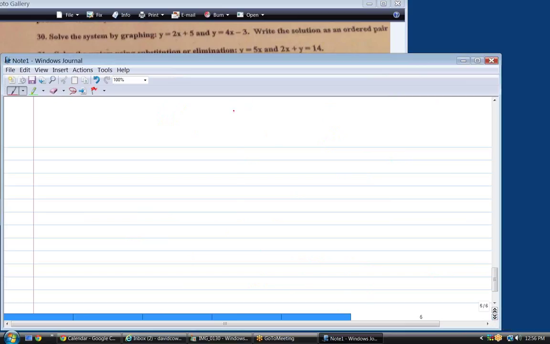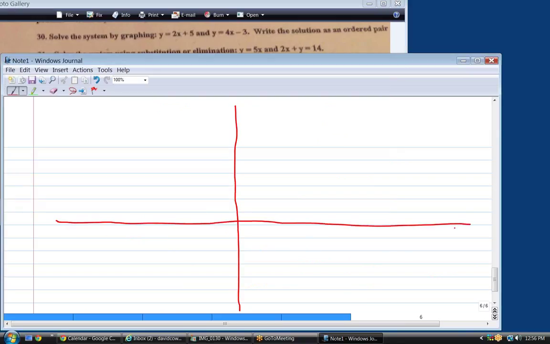Okay, they want us to solve this by graphing. We can approximate it online here. So our first order is to graph both lines. What's 2x plus 5? That starts at 5, and then it goes up.